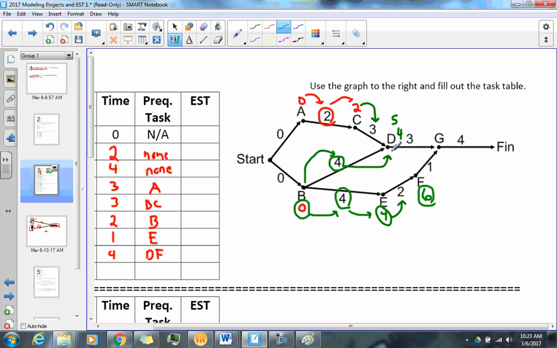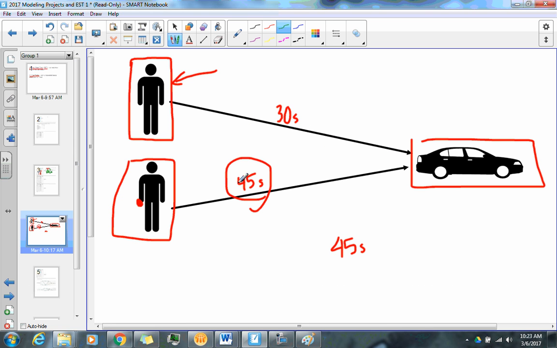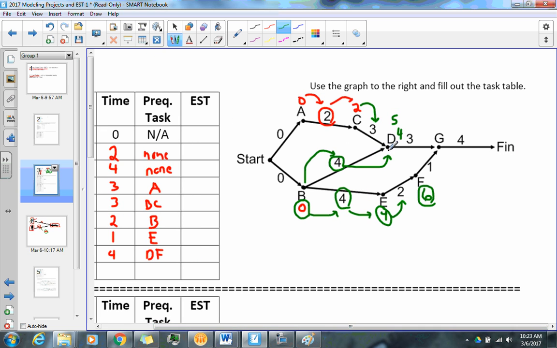Now, a lot of you are going to say, oh, it's 4 because it's the earliest start time. Well, okay, but let me go back to this example. When did the car actually crank? At the 45-second mark, because that was the slower of the two. Because if you remember from graphing, task D cannot start until both of these get there. So that means B got there first, but C got there second. But remember, D can't start until they're both there. So that means the EST for D is 5.